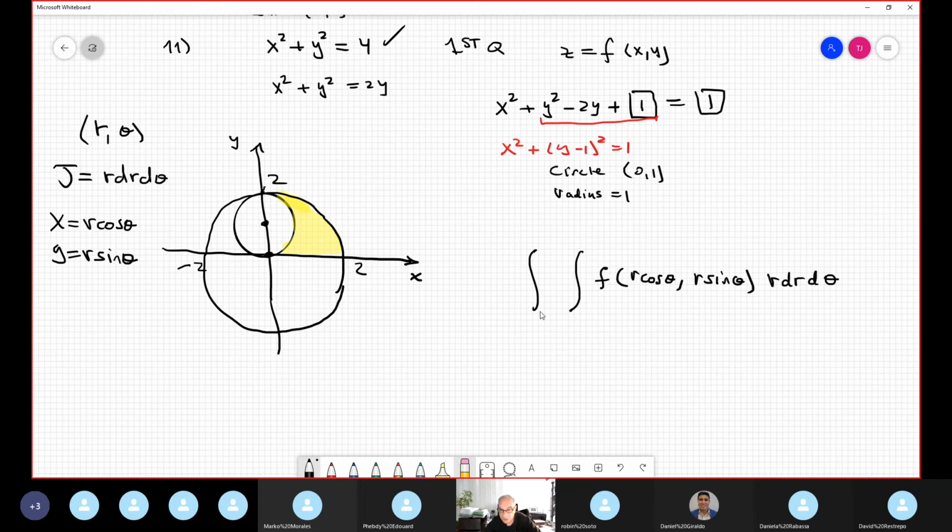I suppose that the first stage of the integration is dr. So I suppose r goes from the r of the small circle to the r of the big circle. Well, the r of the big circle is easy because it's 2. The upper limit is 2.